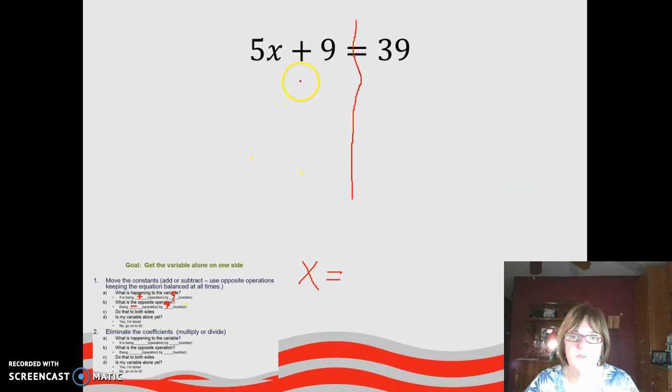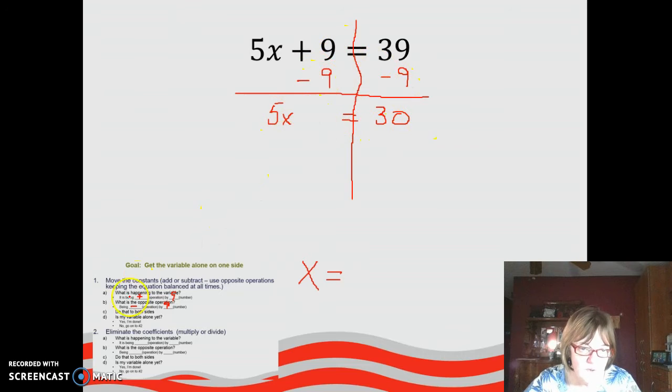All right, so I'm going to subtract by 9 on both sides. And this is where I do an equals line. You don't have to do that equals line, but I like to sometimes. So if I subtract, 9 minus 9, that leaves me 5x. And over here, 39 minus 9 is 30. And all of that is still equal. We have done the same thing to both sides, so everything is still balanced.